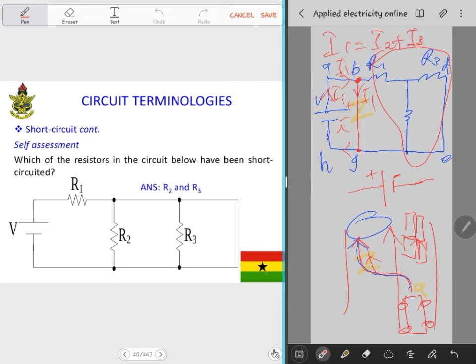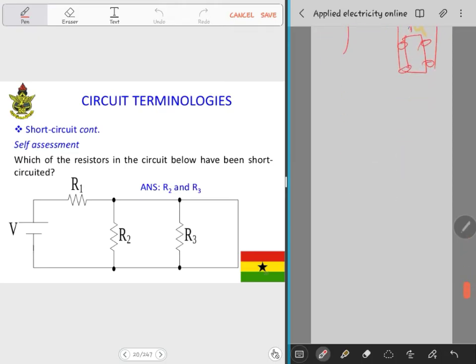There's an example, a self-assessment. Which of the resistors below have been short-circuited? So let's see. What's the short circuit, to make it clear? So there's a voltage source.